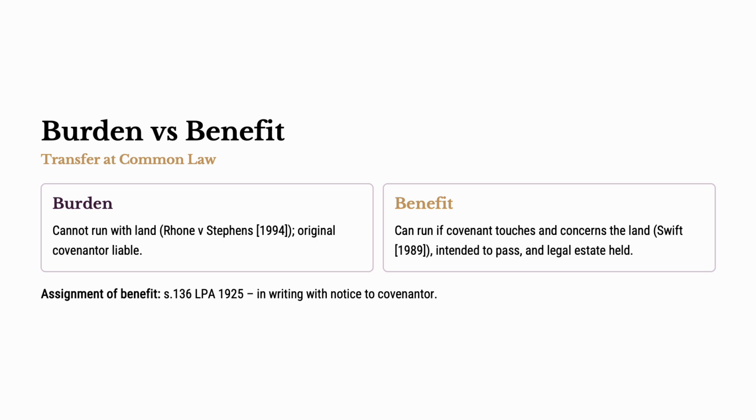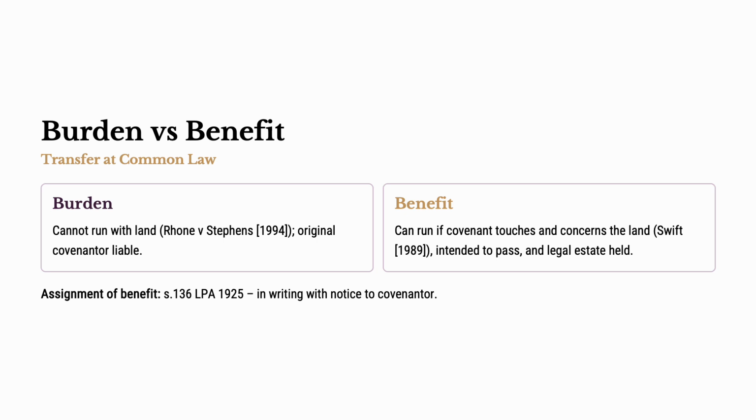Alternatively, the benefit can be expressly assigned under Section 136 of the Law of Property Act 1925. The assignment must be in writing, and written notice must be given to the covenanter. This creates a direct contractual relationship between assignee and covenanter. But remember, even if the benefit has passed, if the burden has not passed, the only person who can be sued is the original covenanter. This is why common law rules are inadequate for restrictive covenants.